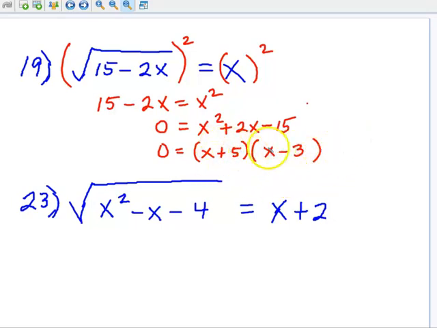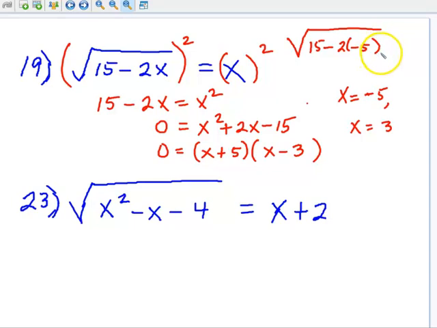So the solutions that come out of the factoring are x equals negative 5 and x equals positive 3. So let's check these out. Do a little quick check here. So 15 minus 2 times negative 5. Does that equal negative 5?